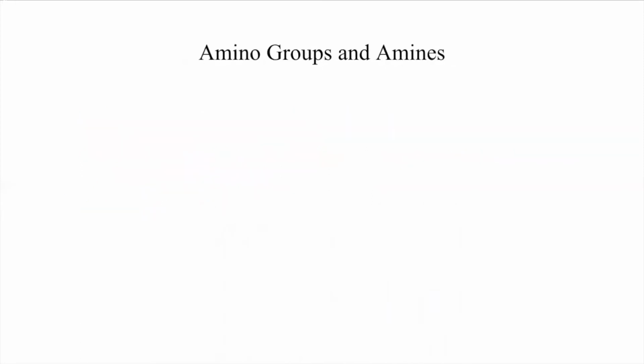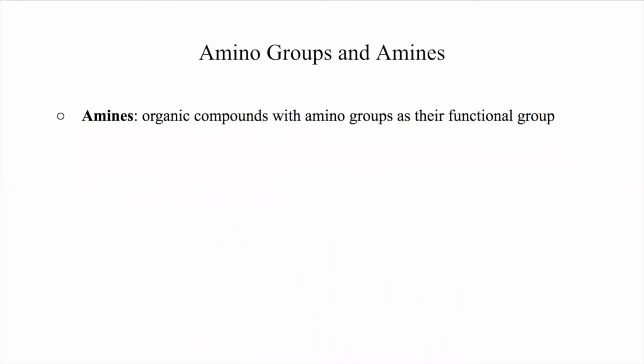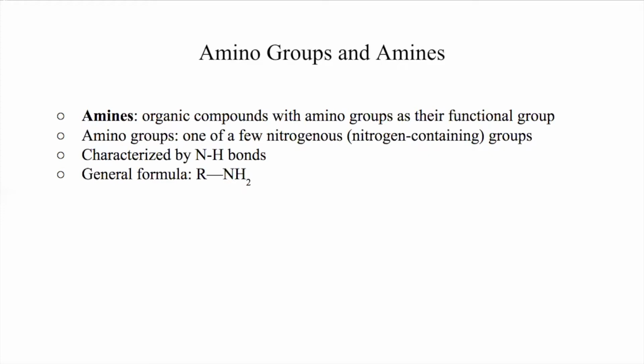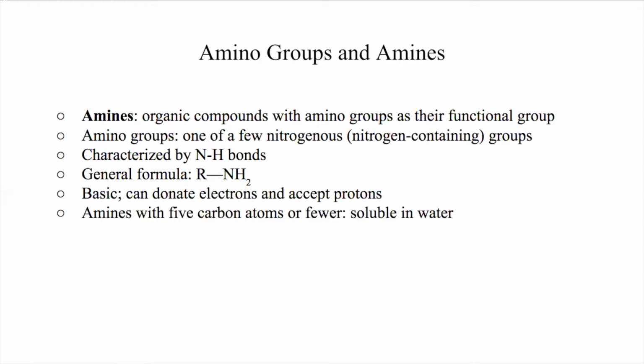Secondly, compounds with amino groups are called amines. Amino groups are one of a few nitrogenous, or nitrogen-containing, functional groups in organic chemistry. They're characterized by the substituent NH2, with the general formula RNH2. Amines are basic, meaning they donate electrons and accept protons. Additionally, amines with up to 5 carbon atoms are soluble in water.